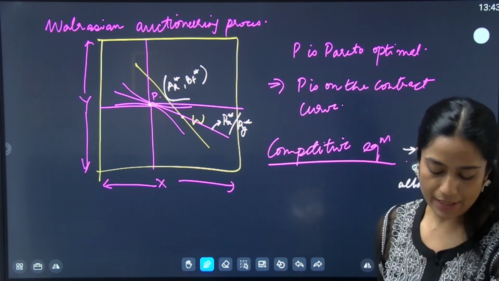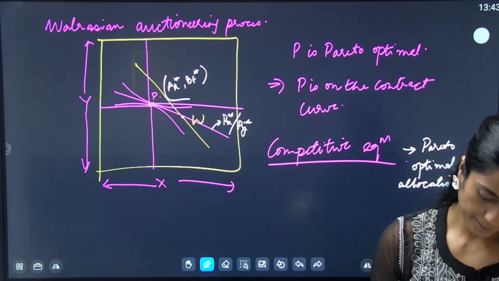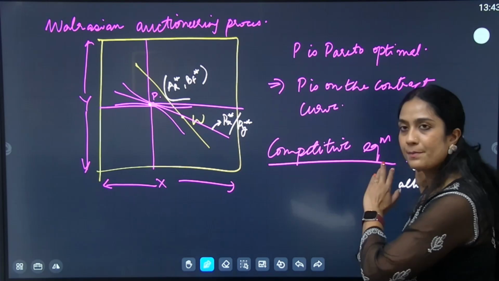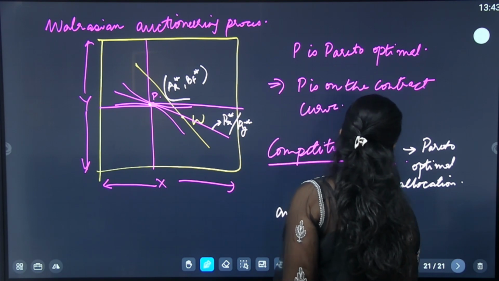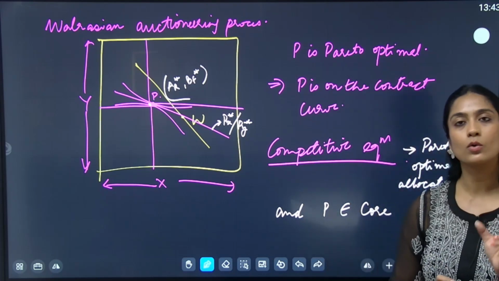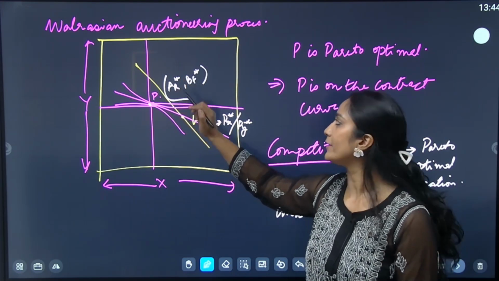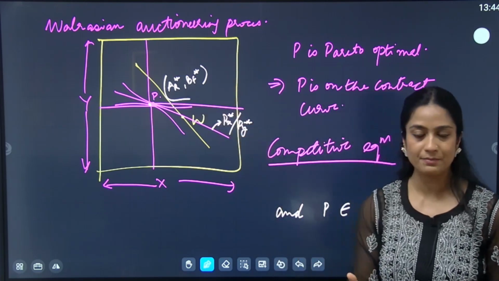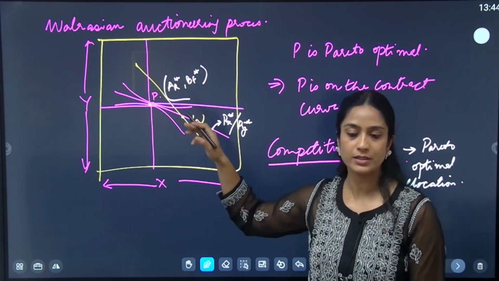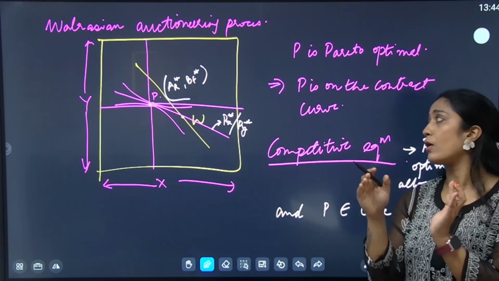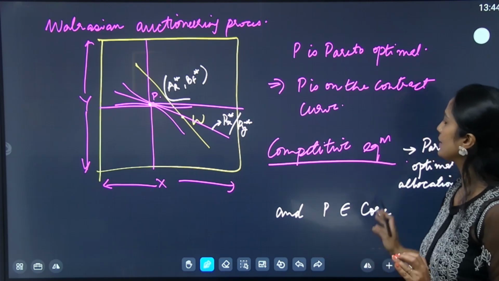Okay? And anything else? So it's a Pareto optimal allocation, and P belongs to the core. It will lie in the core because, as we have said, P is a point that maximizes utility for both of them, and the utility will not be worse off if Rahul is maximizing his utility starting from an initial bundle here. The utility will not be worse off than what he started with. Okay? So it will be inside that lens, in the core, and it will be on the contract curve. Okay? So this is about competitive equilibrium.